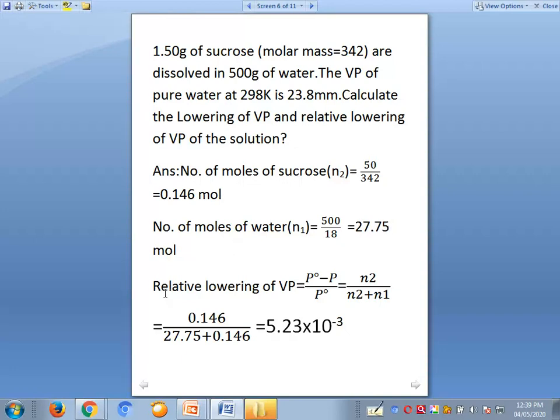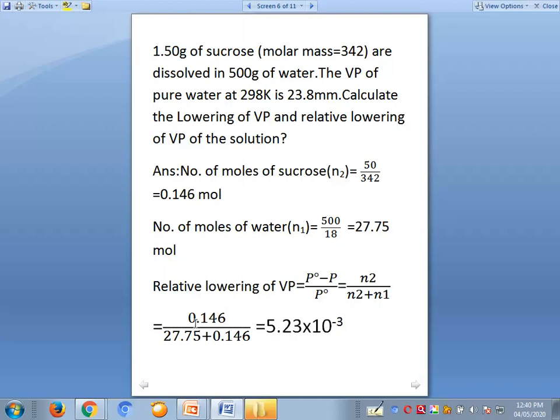Now, we know the formula: relative lowering of pressure is equal to P naught minus P divided by P naught. So this is always equal to what? N, that is equal to N2 divided by N2 plus N1. Now, how did you get this formula? We know that P naught minus P whole divided by P naught is equal to the mole fraction of component B. Now, what is mole fraction? Number of moles of solute to total number of moles of solution, right? So this formula you should correlate here. So P naught minus P divided by P naught is equal to N2 divided by N2 plus N1. 2 refers to solute, 1 refers to solvent.